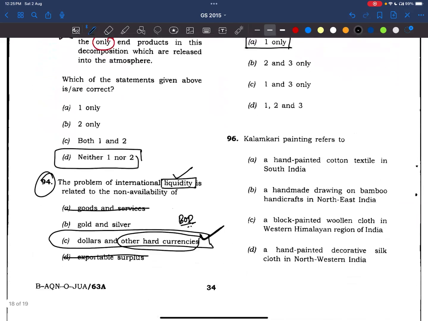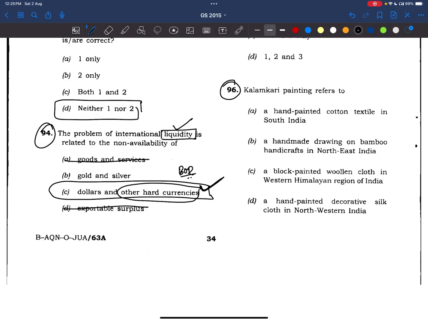Now coming to the 96th question. This is also a very simple question. Kalamkari painting refers to... Here it is hand-painted cotton textile in South India. It is in Andhra Pradesh, Srikalahasti. It is very famous, and there is even a Lord Shiva temple in Srikalahasti.